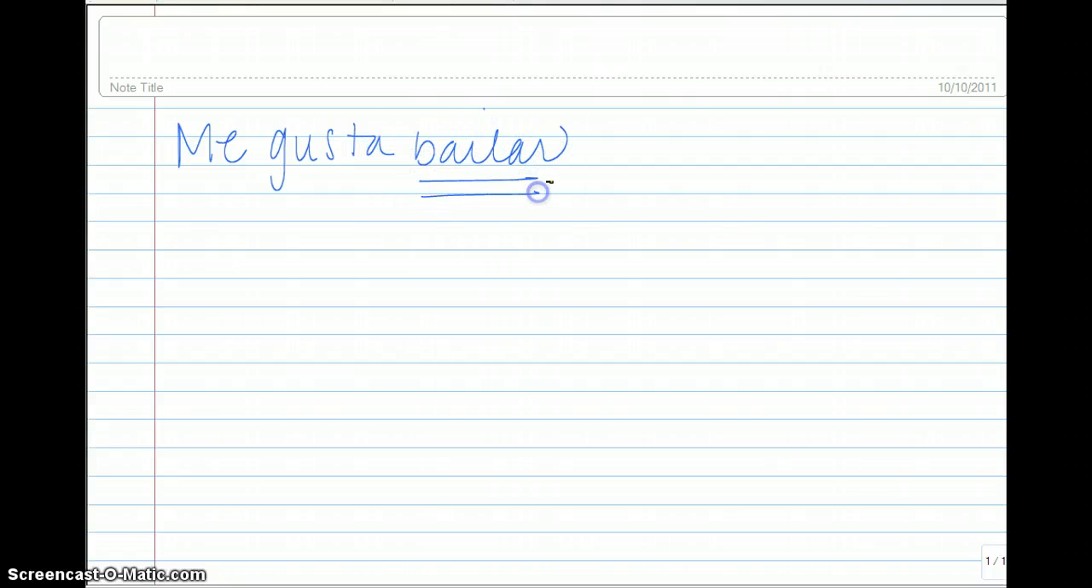We have been working recently with some verbs. We've been saying things like me gusta bailar. We've been using words like bailar and escuchar and other words like this to talk about things that we like to do. These are verbs.